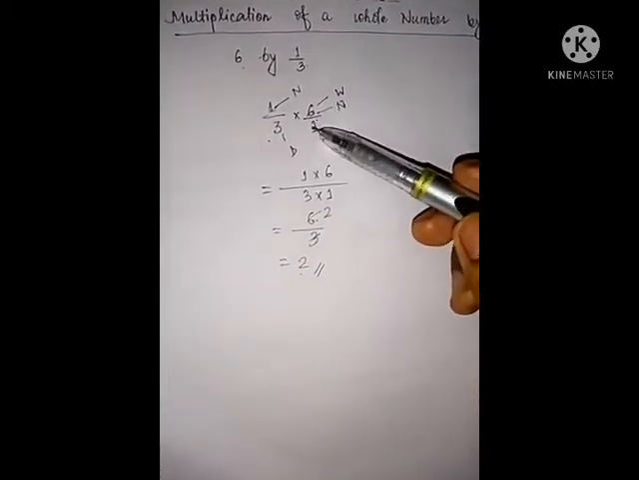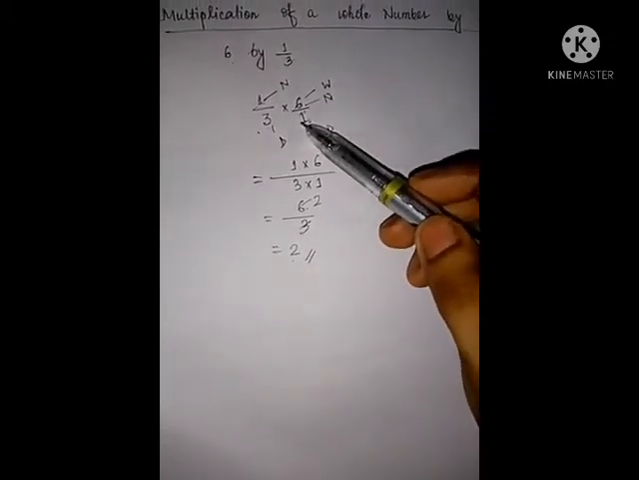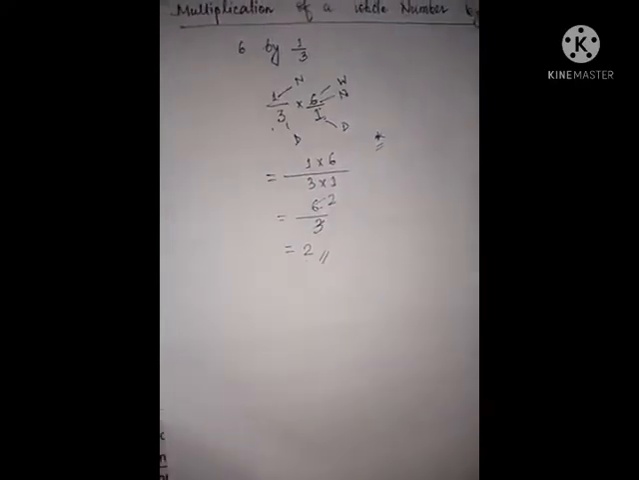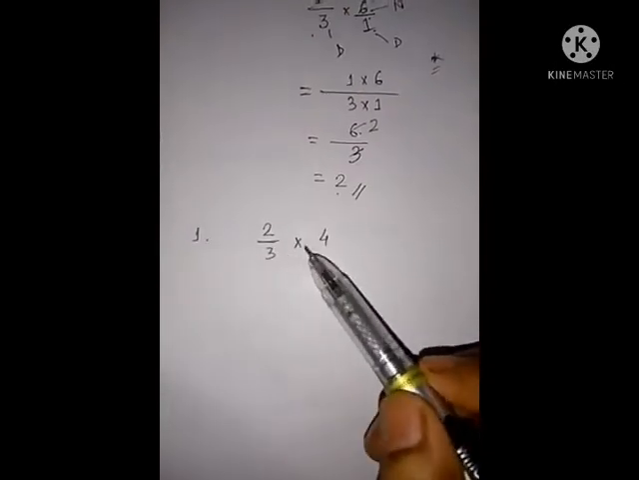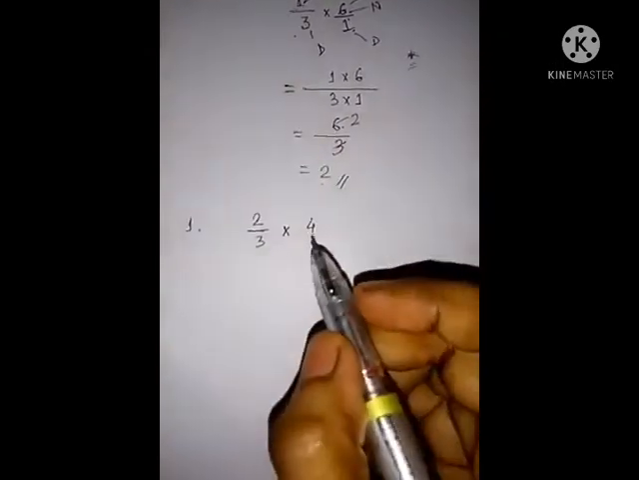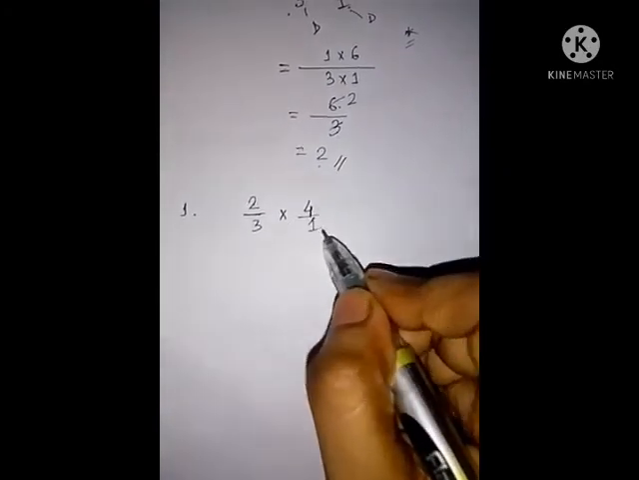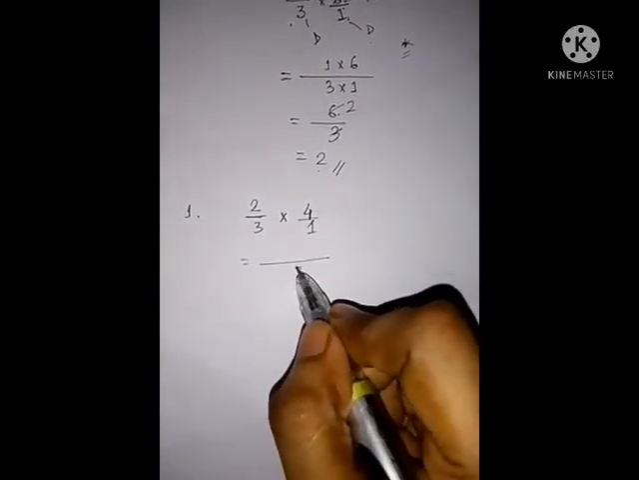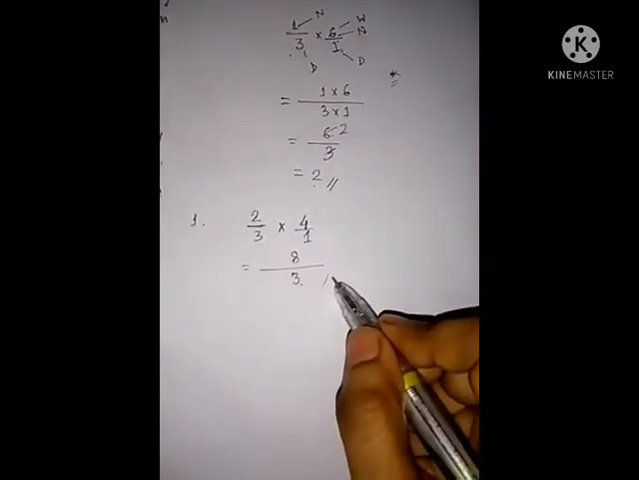Always remember that below any whole number, 1 is present as the denominator. You have to remember this line. Now we are going to take other examples for better understanding. See, 2 by 3 into 4. This is a fraction, this is a whole number, and as I have already told you, below a whole number 1 is present as the denominator. Now multiply denominator with denominator, 3 into 1, 3 1s are 3, and 2 4s are 8. This is the answer.